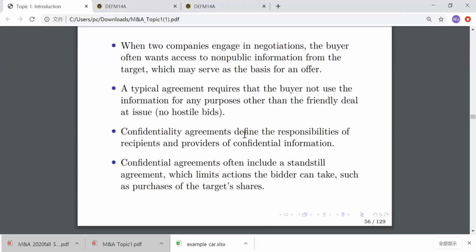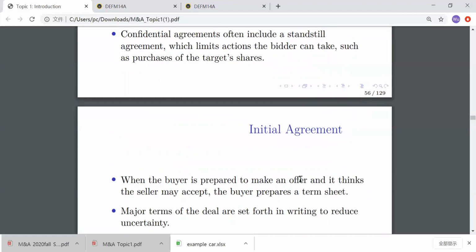And confidentiality agreements define the responsibility of recipients and also the providers. They often include a standstill agreement. So what is a standstill agreement? That typically limits actions the bidder can take, such as the purchase of shares. So it provides a limitation. And the confidential information we are talking about here is usually the information about operations of the target, including intellectual property. That's the most important one. But also it will be about the deal itself. So these are the typical confidential information that we are talking about.